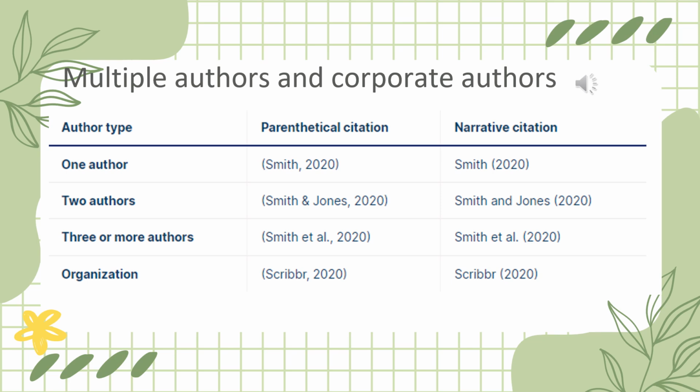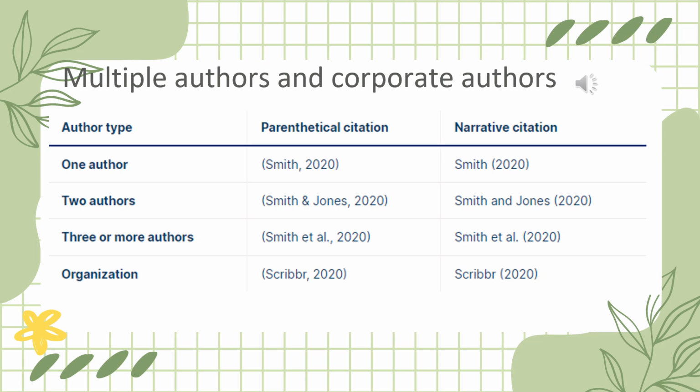Okay, now this chart explains how to format APA citations based on the type of authors and citation style. We have the parenthetical citation and the narrative citation. For one author in parenthetical citation, you're going to place the author's name and year in the parentheses. For example, Smith, comma, 2020 inside of parentheses. While in narrative citations, you're going to mention the author's name in the sentence followed by the year in parentheses. So we have Smith (2020) states that this and that.